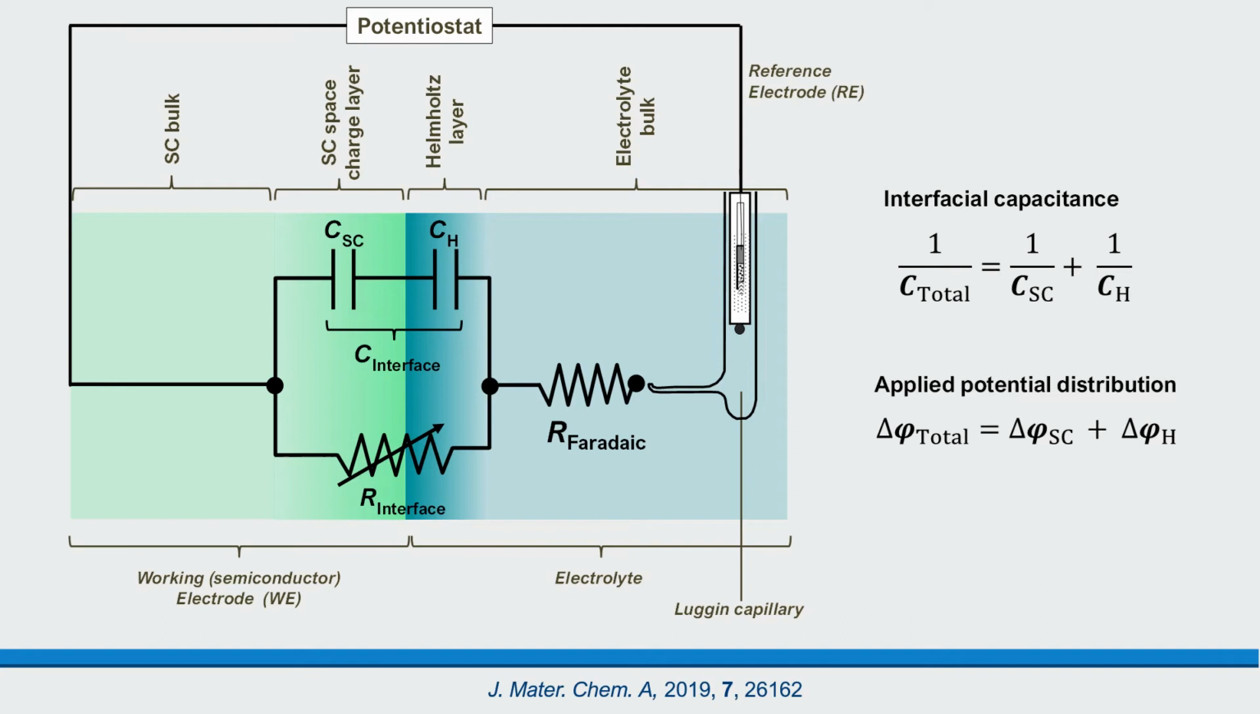Now, the more metallic the semiconductor becomes, the greater the degree of potential that's dropped across the Helmholtz layer, because when you have a metal liquid interface, the entirety of the potential drop is dropped across the liquid, and hence this must be borne in mind when analyzing semiconductor liquid interfaces without prior knowledge of the doping level of the semiconductor.